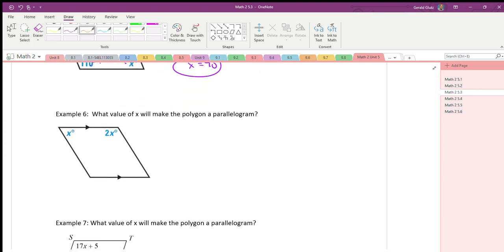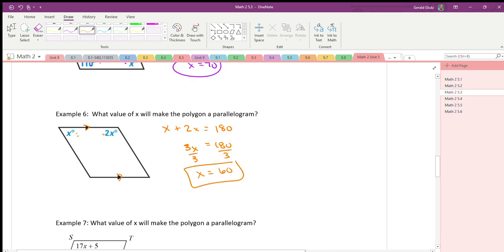In example 6, this time we only know the consecutive angles are x and 2x. So like I just mentioned, if they're consecutive angles, in fact we already know that these two sides are parallel, so that's a good first step. But x plus 2x would have to equal 180 because those two angles are consecutive and they have to be supplementary. So combine like terms, I have 1x and then 2x, so that's 3x. Divide by 3, so x equals 60. So if x is 60, then that would be a parallelogram.